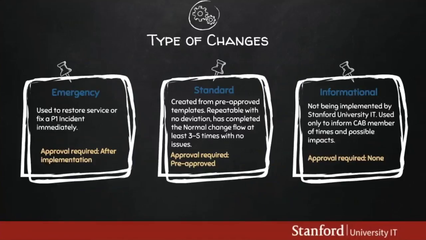Then there's informational changes, and this is really going to be used at CAB. This is when there is no impact to the Stanford production environment. And this is really the change managers that are going to be using this. You won't be able to create them, but it might be Blue Jeans is pushing out this update, and it's just really used as an FYI for the CAB members. Any other questions about those changes?